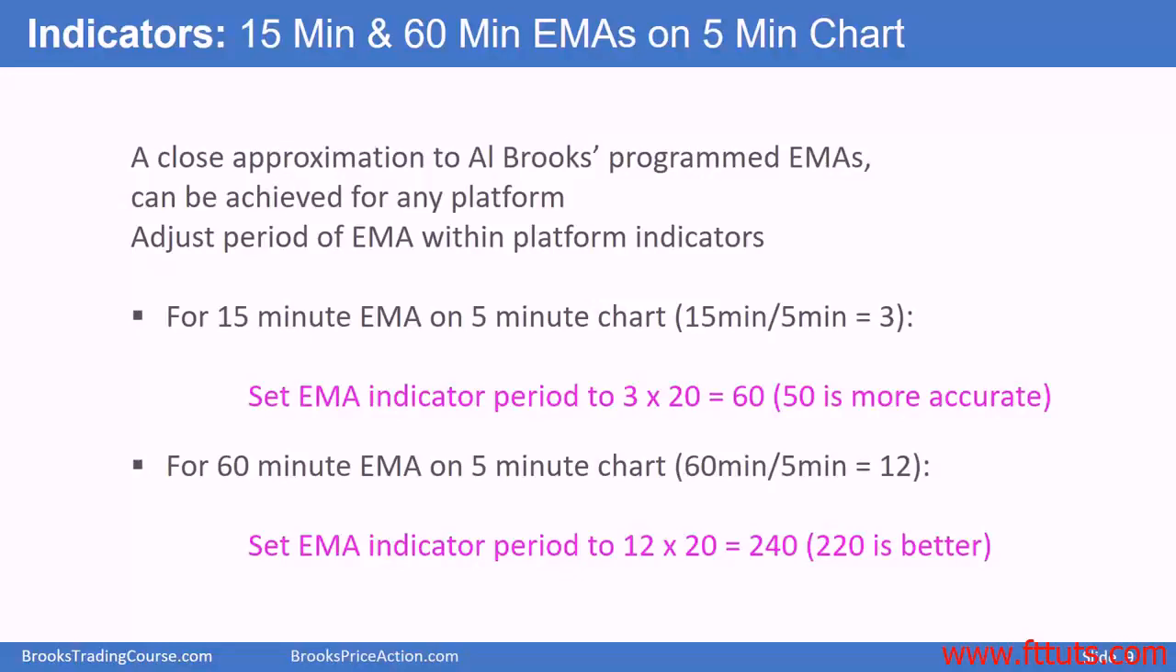240. You're actually better off using a smaller number like 220. That is a more accurate number if you're trying to get an approximation of the 60-minute moving average on the 5-minute chart. And the same is true for the 15-minute. You can say a 15-minute is 3 times bigger than a 5-minute, so 3 times 20 is 60 bars in your indicator. But because of overlapping bars on the 5-minute chart that get ignored on the 15-minute chart, using a number smaller than 60 is more accurate. 50 is usually better than 60.